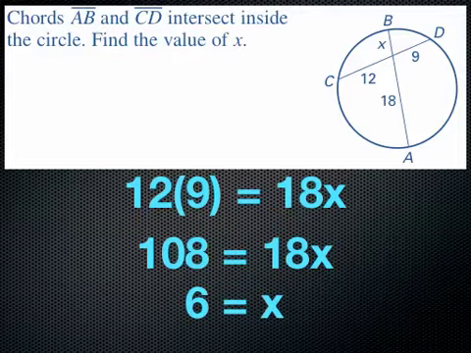So that would be an example of that last theorem we talked about. When two chords intersect each other, the products of the two segments created are going to be equal to each other.